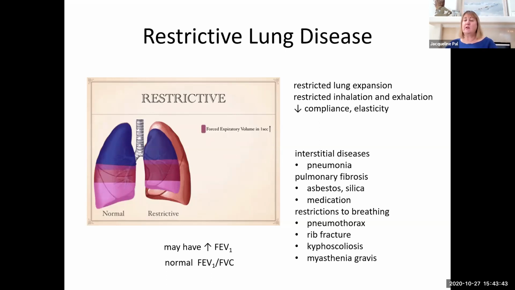People who have scoliosis or kyphoscoliosis, kyphosis being the dowager's hump leaning forward and scoliosis being the sideways curvature, would also, just because of the shape of their chest cavity, have marked restrictive lung disease. And myasthenia, which is a neurological disorder that affects muscle contractions. If you have a problem with your muscles contracting for breathing, that automatically gives you a restrictive lung disease.